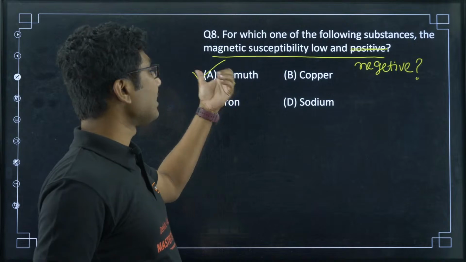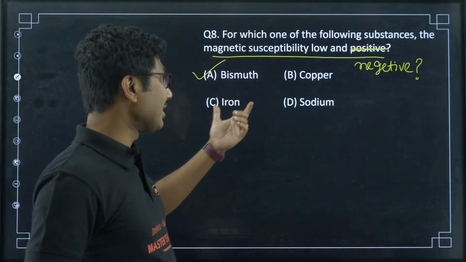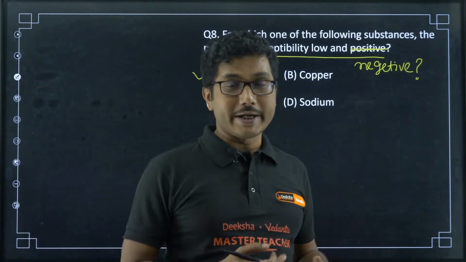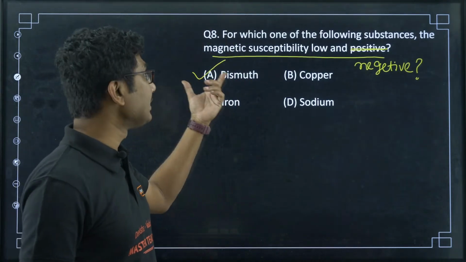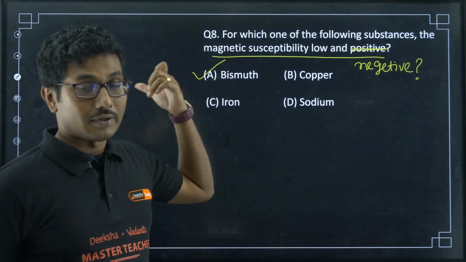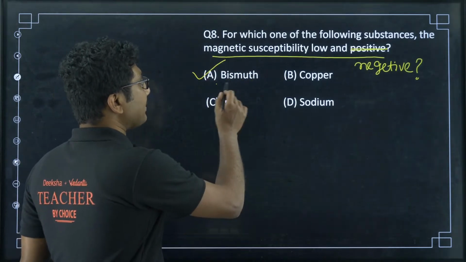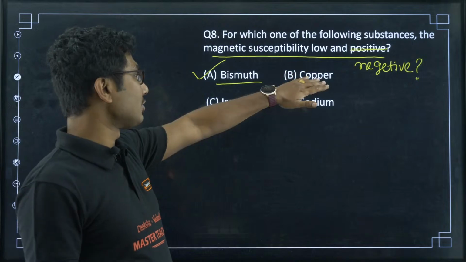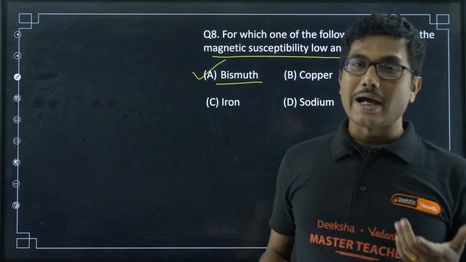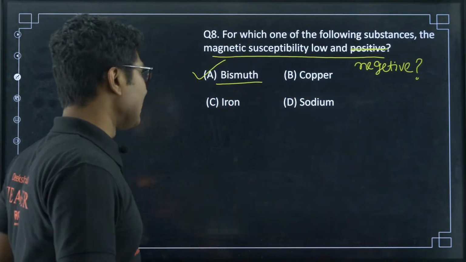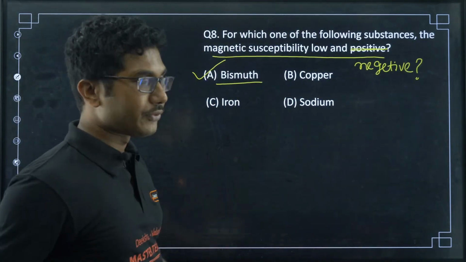But bismuth is not a metal. It's a metalloid, so that's why it has a negative susceptibility. So this is a diamagnetic material. Bismuth is a diamagnetic material. All other materials, copper, iron, sodium, they are metals, so they are paramagnetic materials by nature. We have to be careful about this.